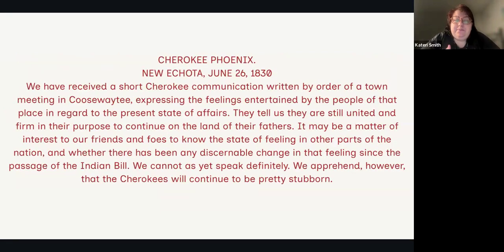The Cherokee Phoenix, slightly before that last proclamation, the newspaper of the Cherokee people of the Cherokee Nation, was aware that they would be removed, and stated that the Cherokees will continue to be pretty stubborn. This would not come to pass. They would not continue to have their lands.